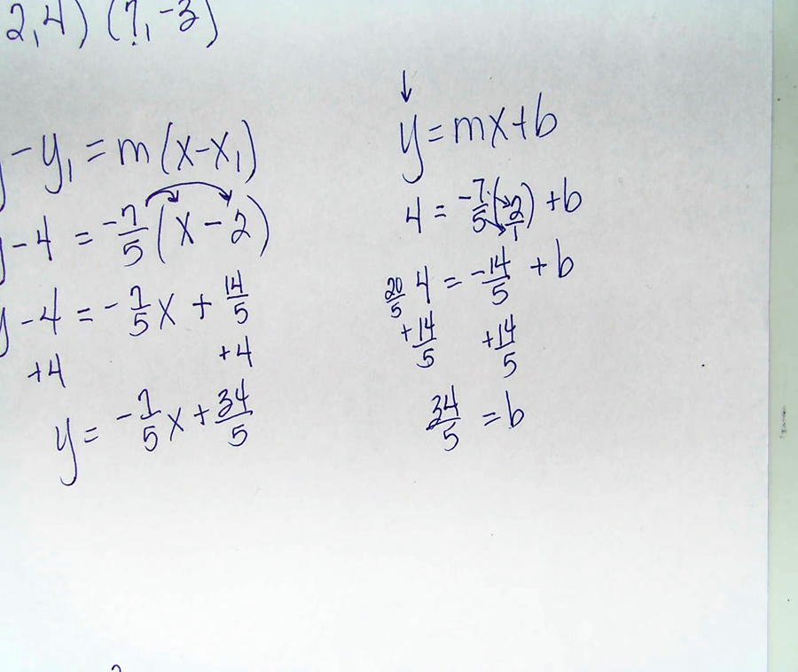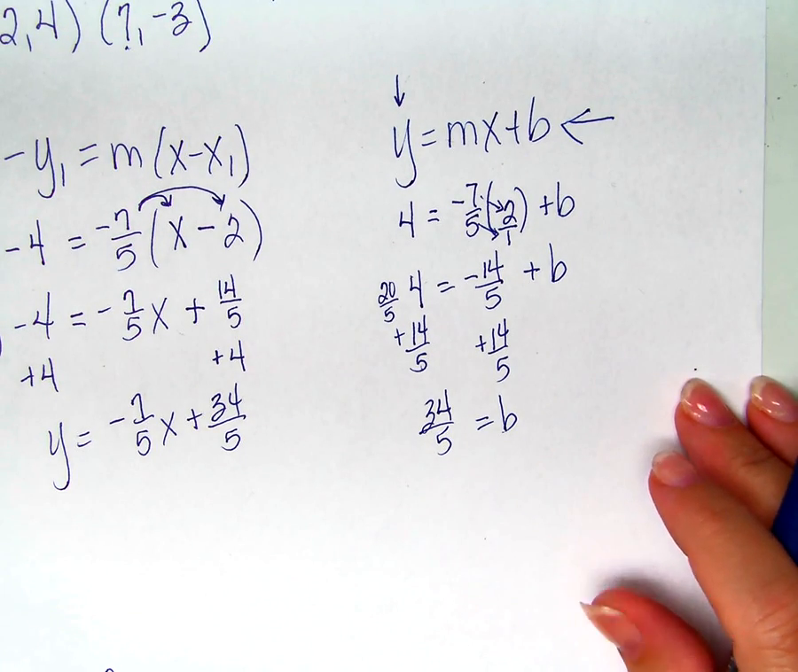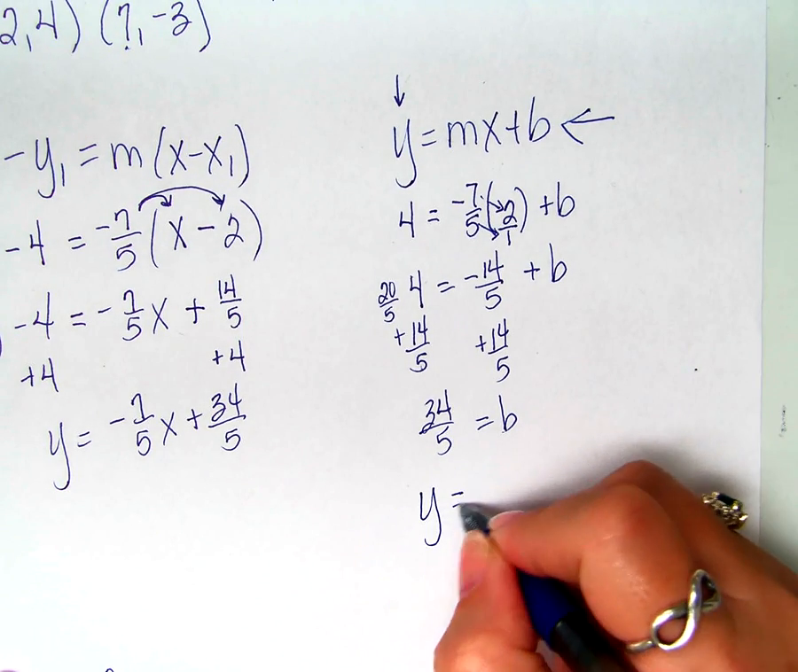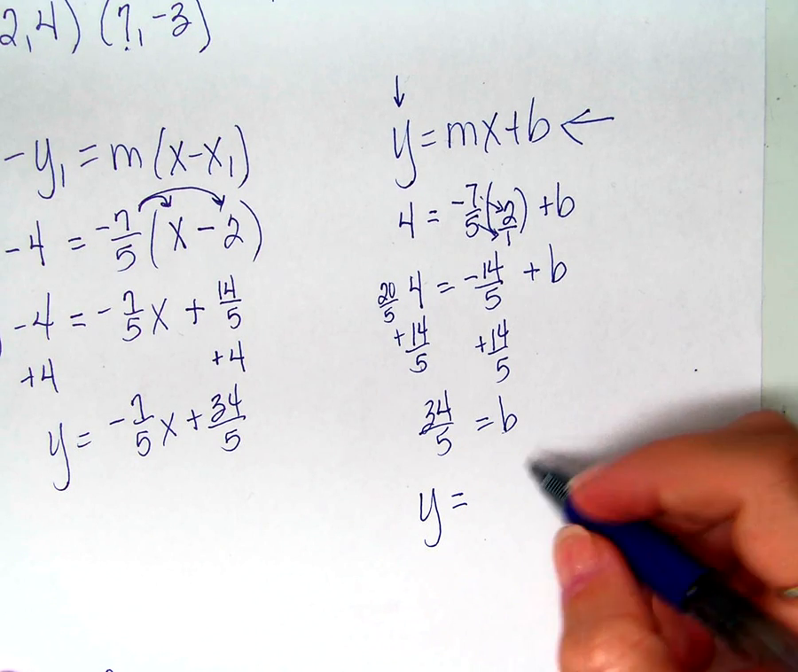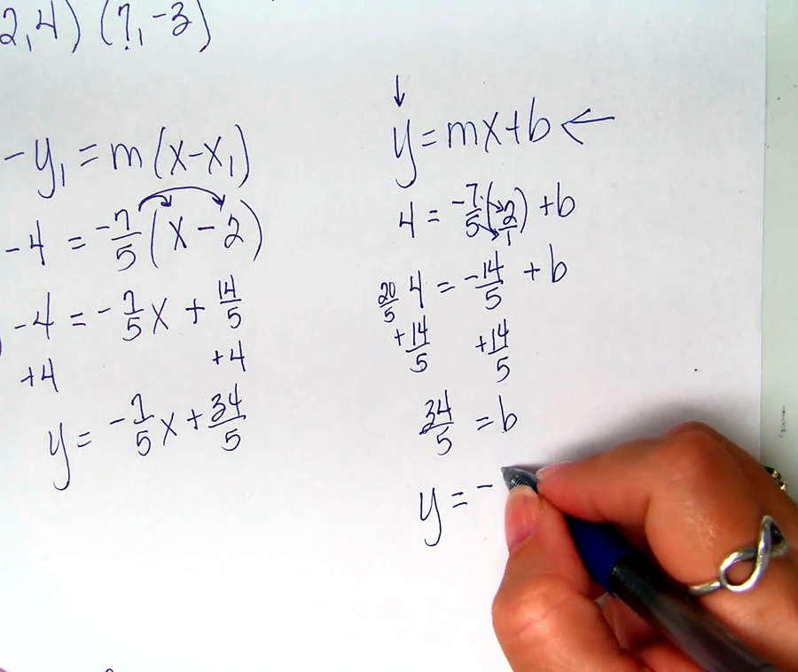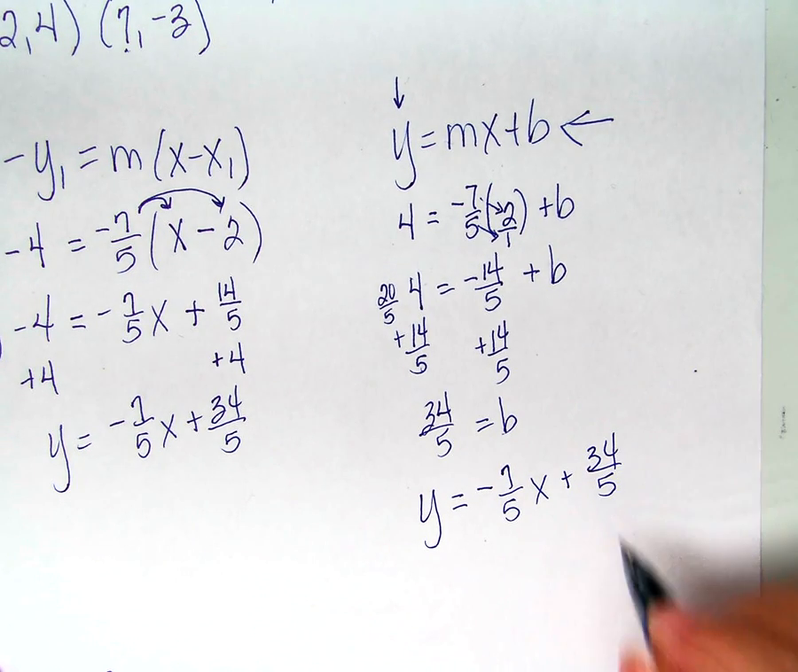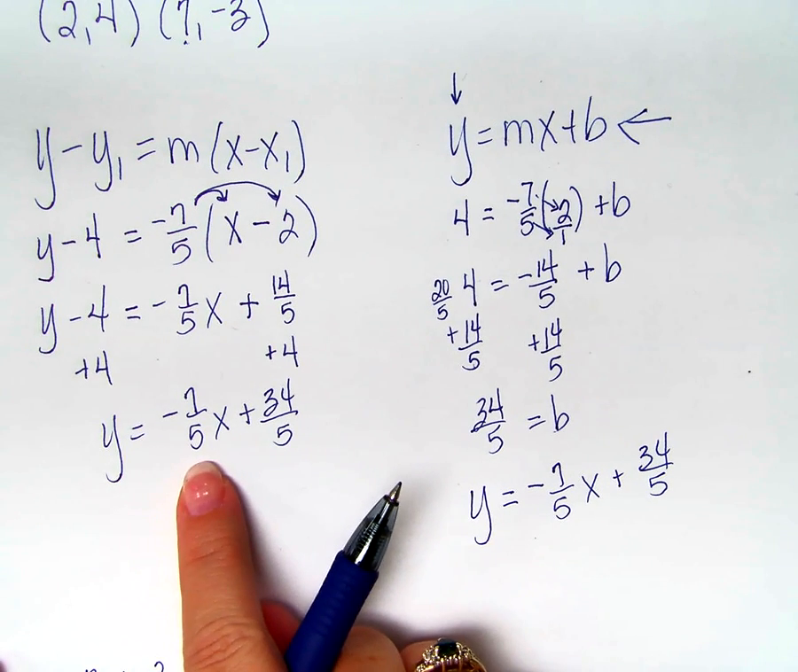Is that my answer? Am I done? What were the instructions? Write the equation of the line. Is my equation b equals 34/5? No. We have to go back up to slope-intercept form. This time, I leave the y and the x alone, and I put in the slope and the intercept, which is why it's called slope-intercept form. So -7/5x plus 34/5. Oh my gosh, it's exactly the same thing I got right here.